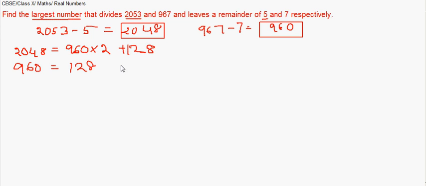960. Am I leaving any remainder or not? 960 into 2 plus 128 is giving me, that is right. So it is 128 into 7 gives me 896. That's leaving me a remainder, sorry, it's not a remainder, obviously it is 896. So 960 gives me 64 again as a remainder.